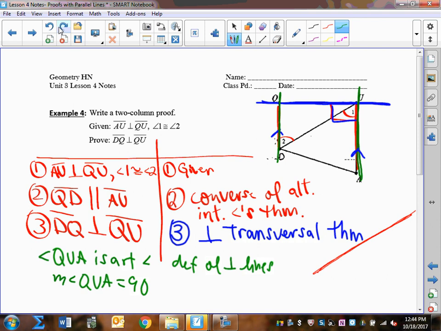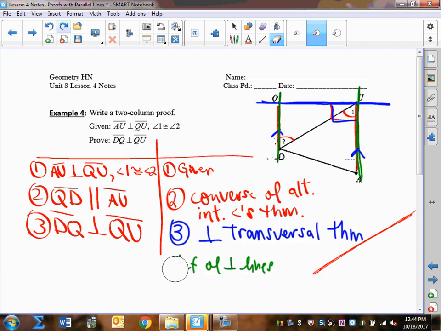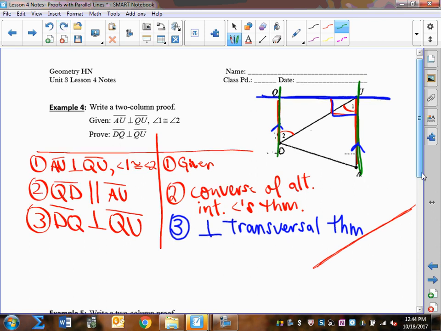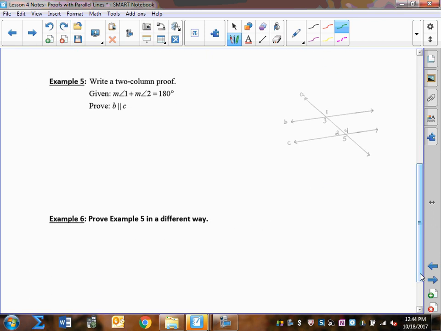Questions on that? That theorem is helpful for us. Okay, let's take a look at our next one. Do you guys have a diagram for example 5? Yes. Good. I had to copy and paste.